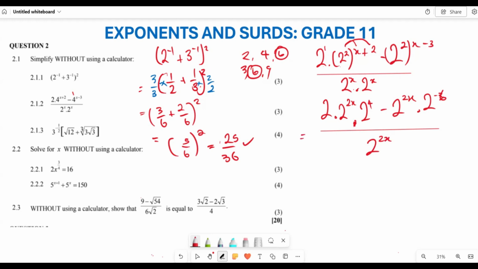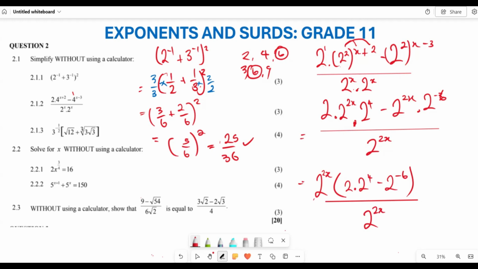And then after, what is it that I'm going to do? Now I'm going to take out a common factor everywhere, right? What is my common factor here? This is same as 2 to the power of 2x, which is common on both sides, right? Now when I do that, can you see that here I am left with 2 multiplied by 2 to the power of 4, right? Subtract, this is going to be 2 to the power of negative 6. Close bracket. Now this is divided by 2 to the power of 2x, right?